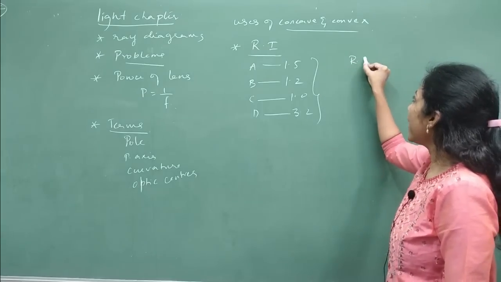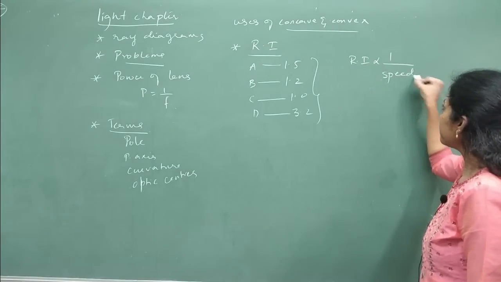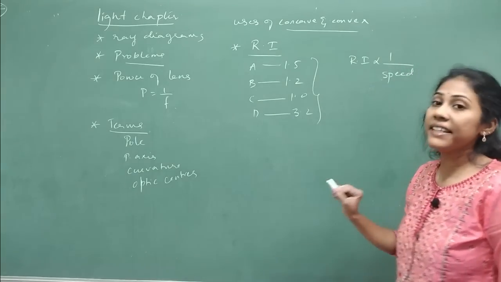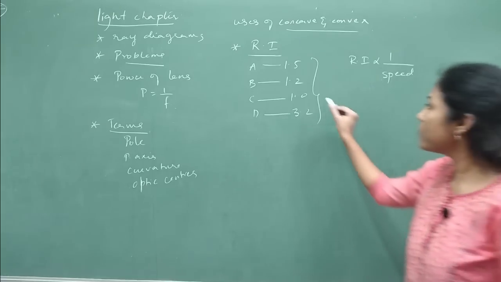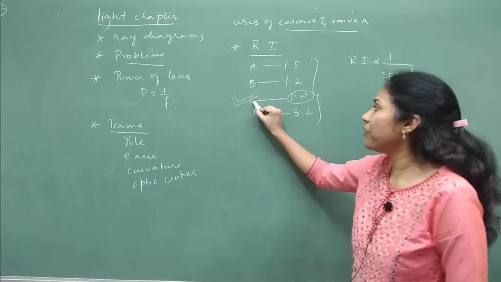See, always refractive index is inversely proportional to speed of light. Okay, so lesser the refractive index, more nicely the light can travel, right? So least refractive index is for C. So in case of C, speed of light is more.